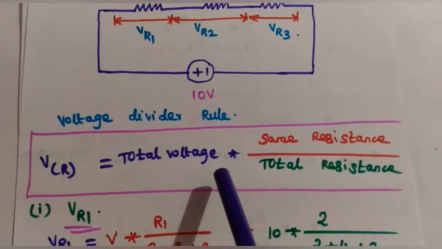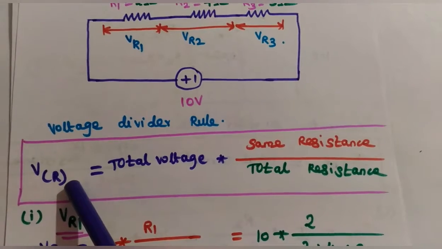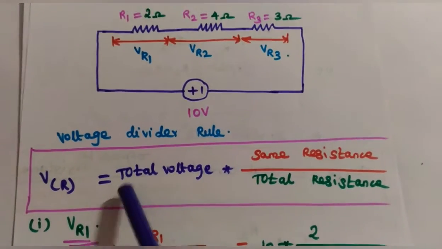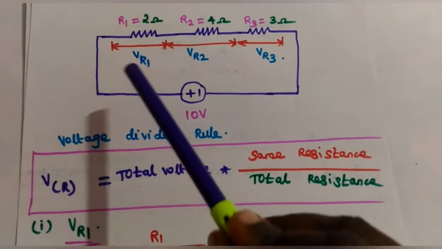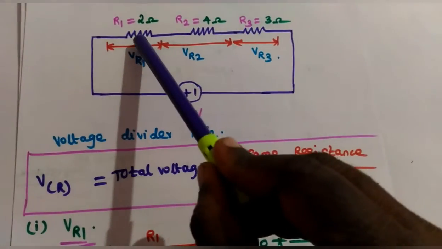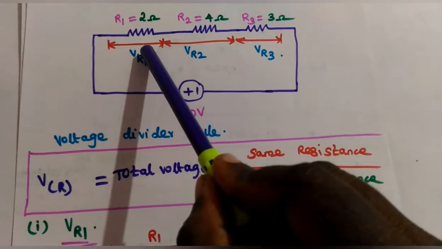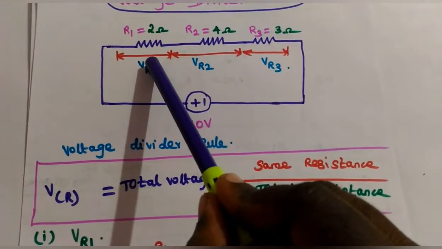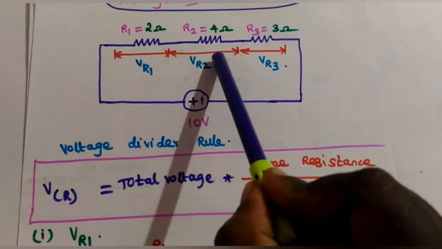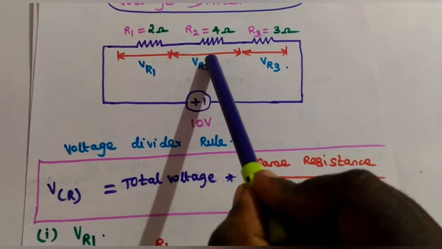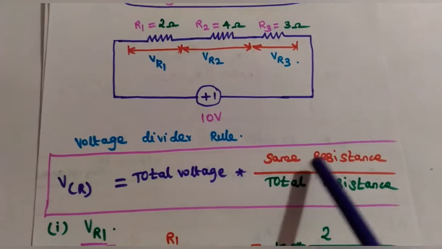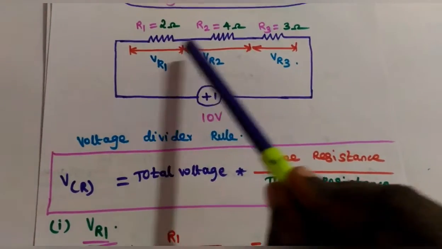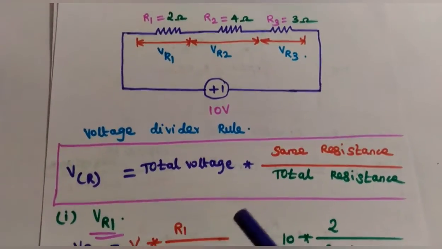So what is the voltage divider rule? The voltage across a particular resistance is equal to the total voltage applied to the network times the same resistance value. In the previous current divider rule we took the value of the resistance opposite to R1, but in the voltage divider rule the same resistance value should be taken in the numerator, divided by the total resistance of this series combination of resistances.